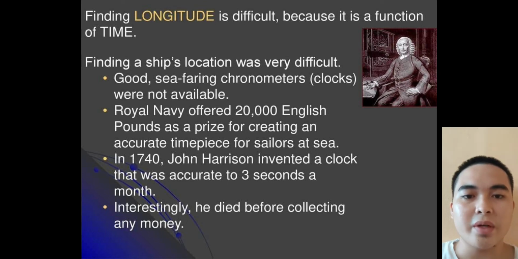The Royal Navy offered 20,000 English pounds as a prize to create an accurate timepiece for sailors at sea. In 1740, John Harrison invented a clock that was accurate to 30 seconds a month. Interestingly, he died before collecting any money.